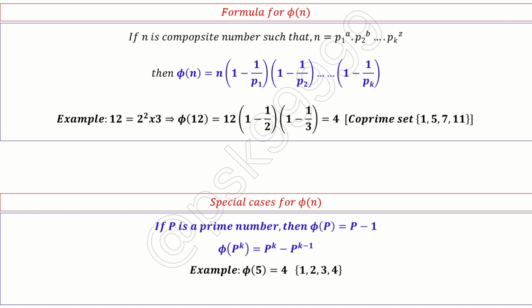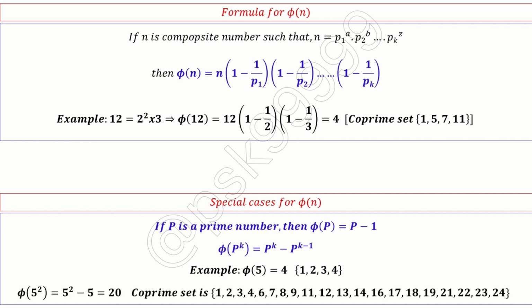Example, phi of 5 is 4 because 1, 2, 3, 4 are its co-primes, p minus 1 you can do. And phi of 5 square is 25, right? 5 square minus 5, it will become p to the k minus p to the k minus 1, which is 5 to the power of 2 minus 5, which is 20. There are 20 co-primes, which are the 20 I mentioned here. You can count them. These are the 20 which are co-primes with 25. So this is the useful formula for the Euler's Totient function.